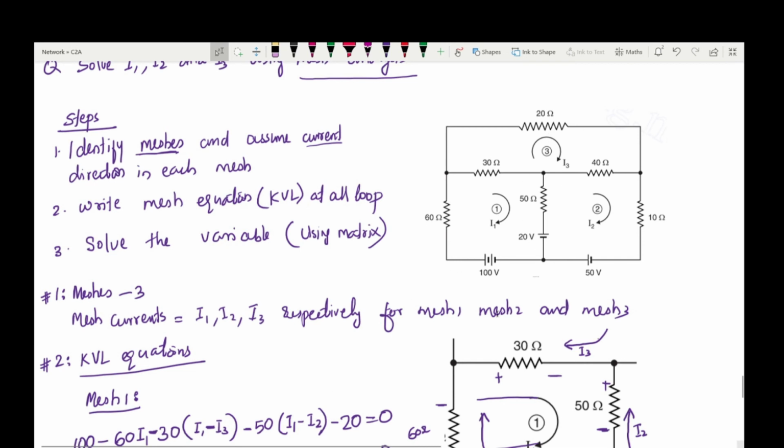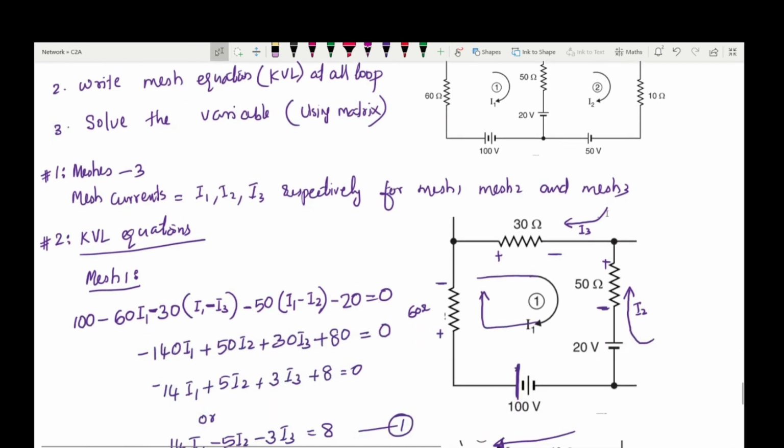Let's see the first case, mesh 1. So I3 is opposite to I1. The current flowing through the 30 ohm resistor is I1 minus I3. Similarly, I2 and I1 are in opposite directions. So the current flowing through the 50 ohm resistor is I1 minus I2. Now let's see the mesh equation.